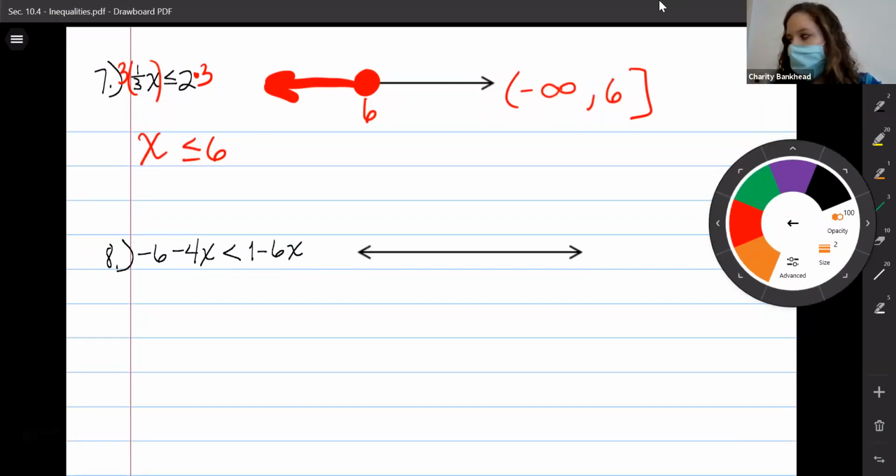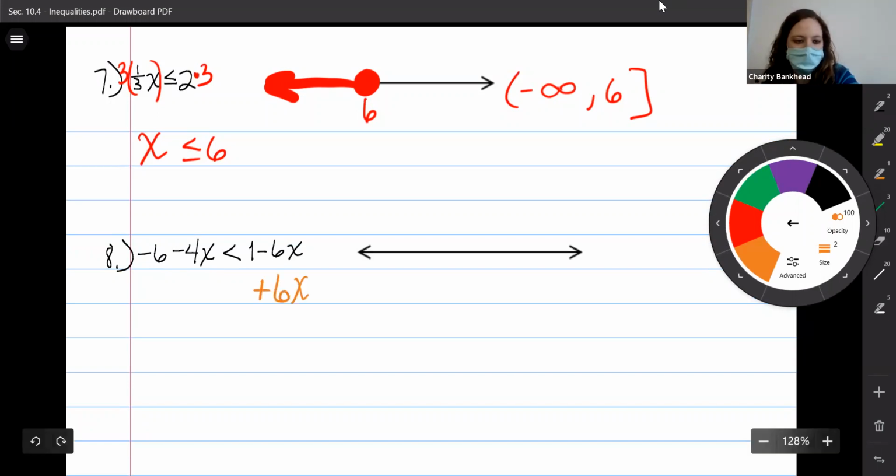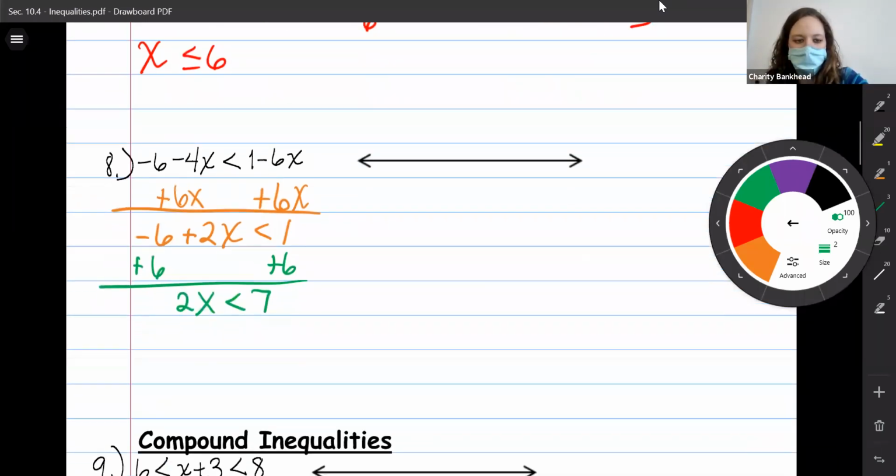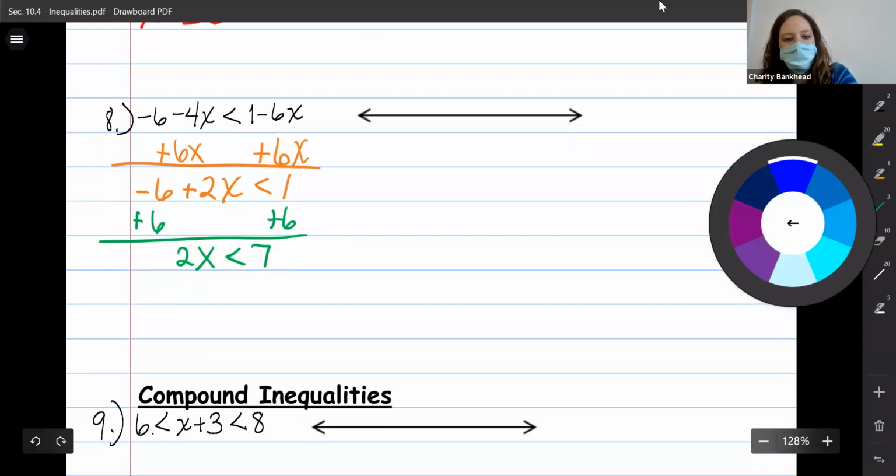All right, on number 8, I have x's on both sides. So just like with an equation, I would want to get all the x's to one side, and preferably the left side, especially since it's an inequality. So I'm going to add 6x to both sides. That gives me negative 6 plus 2x is less than 1. And then add 6 to both sides. 2x is less than 7. And then divide both sides by 2. So x is less than 7 over 2.